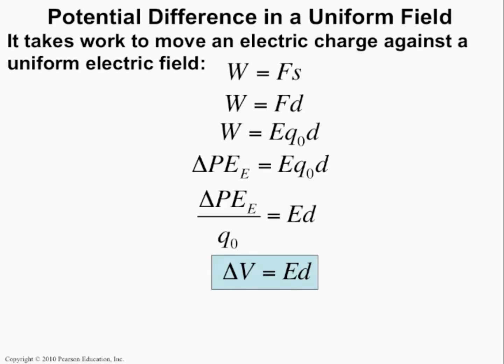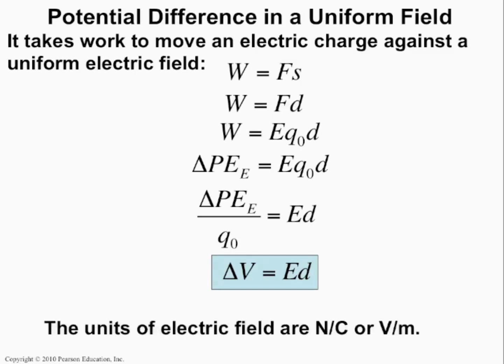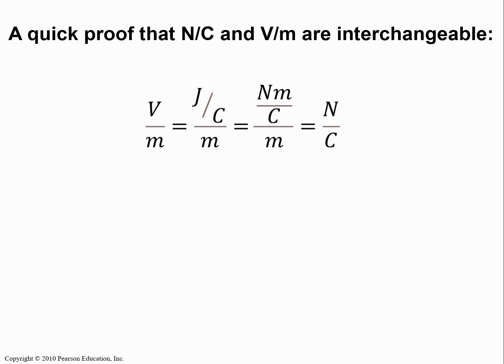This is true when we're talking about uniform electric fields, such as the fields that exist between parallel plates. The units of electric field, as we can see from this formula, are newtons per coulomb or volts per meter. The units of electric field from the last chapter were newtons per coulomb. That's nothing new. But here we see that electric field can also be expressed in volts per meter, and they come out being completely equivalent. Here's a quick proof that newtons per coulomb is the same as volts per meter. You just replace volts with joules per coulomb, and then a joule is a newton meter, and that all works out to newtons per coulomb. So volts per meter and newtons per coulomb are interchangeable units of the electric field.